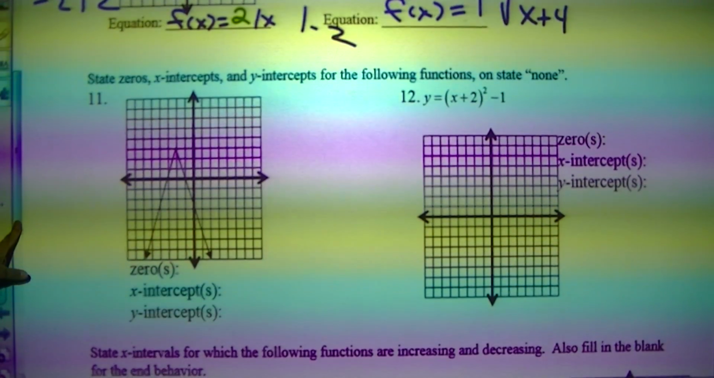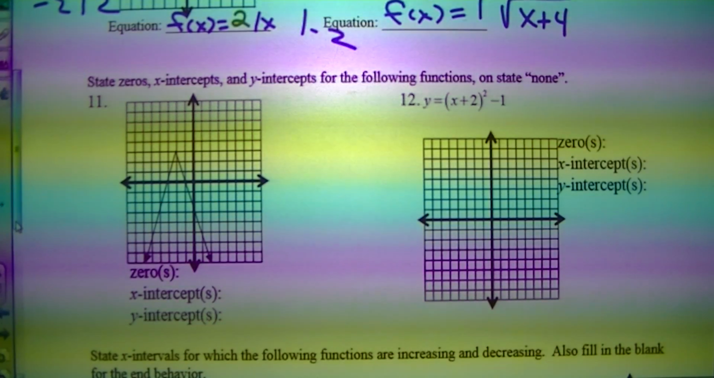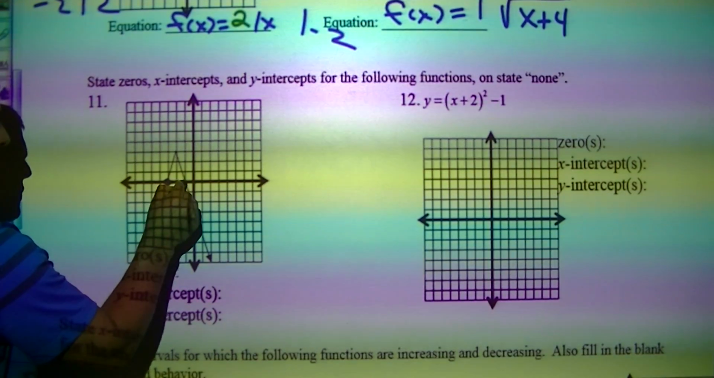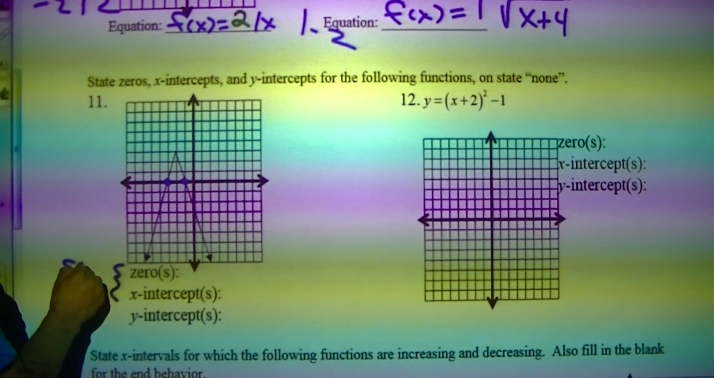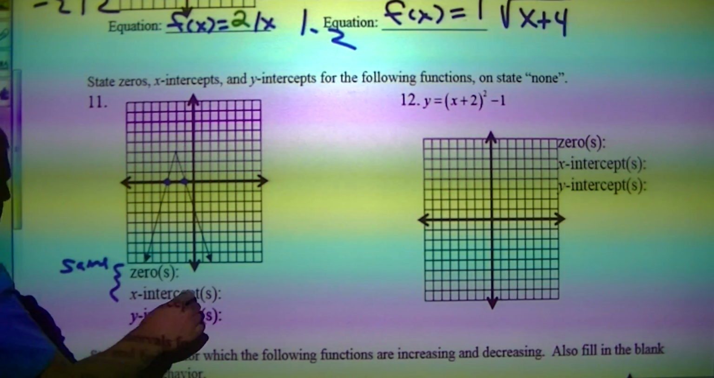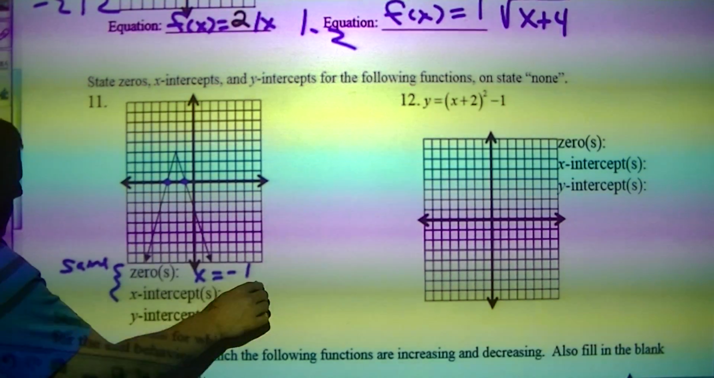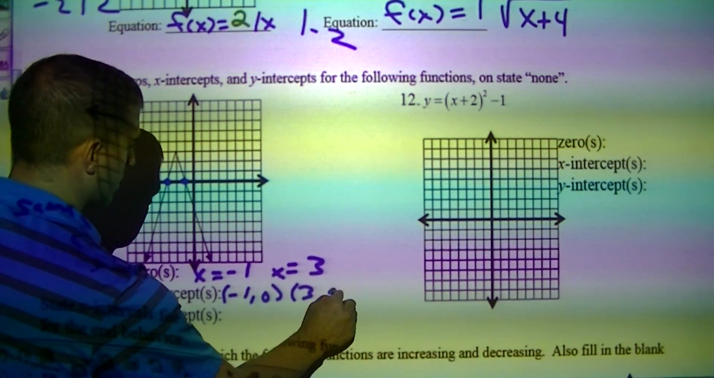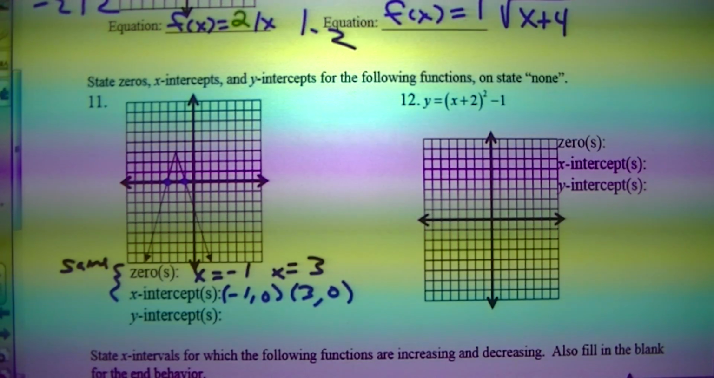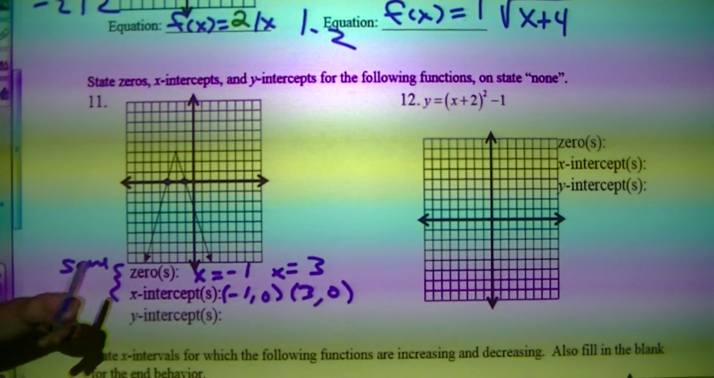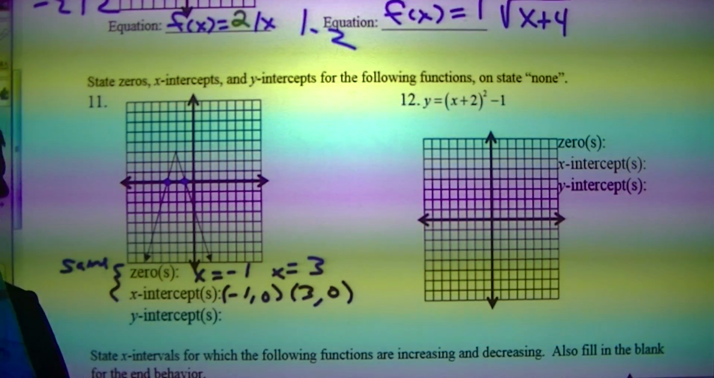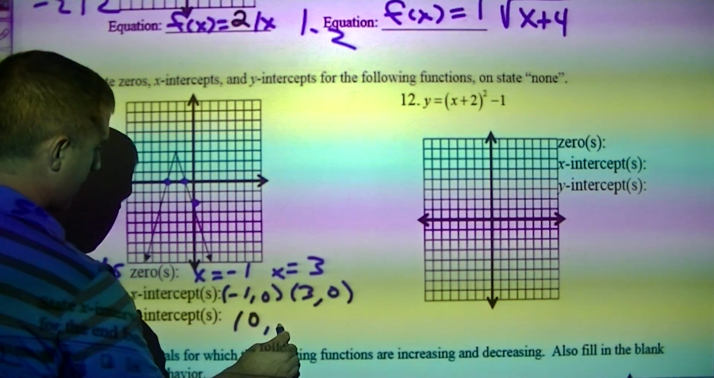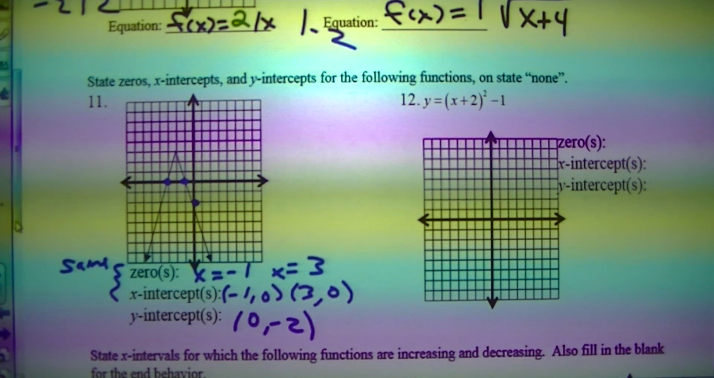Okay? All right, state the zeros, the x-intercepts, the y-intercepts. Now, the zeros and the x-intercepts, this is the same conceptually. Okay? That's it. The zeros, though, you're going to write like equals. X equals negative 1, x equals 3. As the intercepts, though, they're going to have that involved with them. Okay? For the y-intercept, that's where it crosses the y-axis, which is going to be at 0, negative 2. Okay? It's going to be at 0, negative 2.